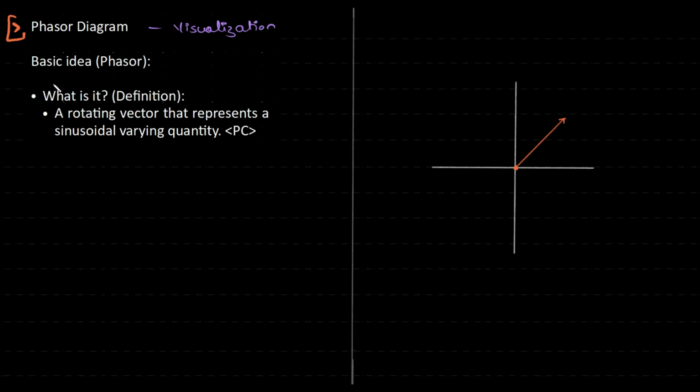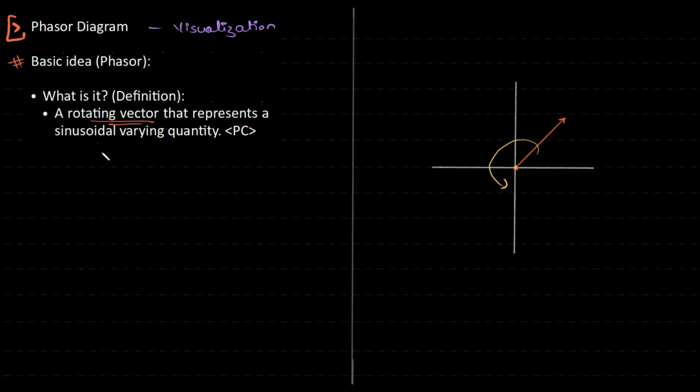So that's what we are trying to understand: what is a Phasor diagram. Now we'll start off with the word Phasor. Phasor has to do with a rotating vector, that is, a vector which keeps going around a particular center. That represents a sinusoidal varying quantity.